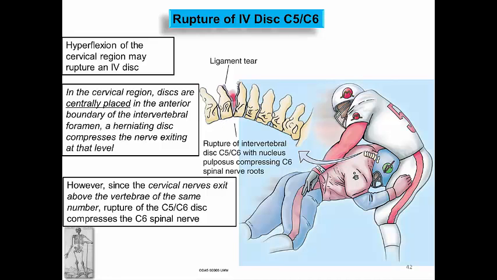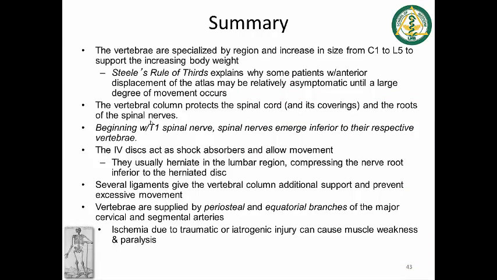Okay, so if the nucleus pulposus will herniate out, it will actually compress the nerve exiting at the same level, other than in the lumbar region. But remember that the cervical nerves will exit above the vertebrae of the same number. So if we would rupture, as in this example here, the C5, C6 disc, we would actually be compressing the C6 spinal nerve.